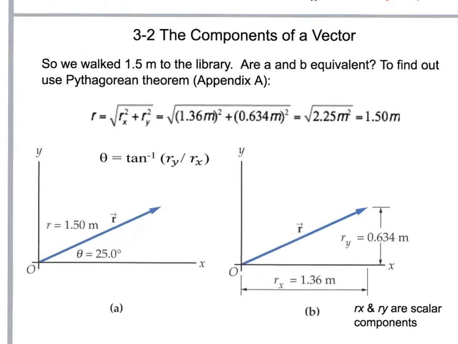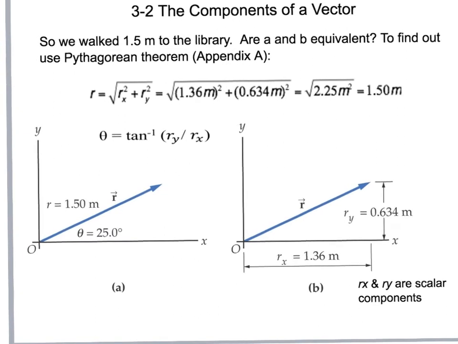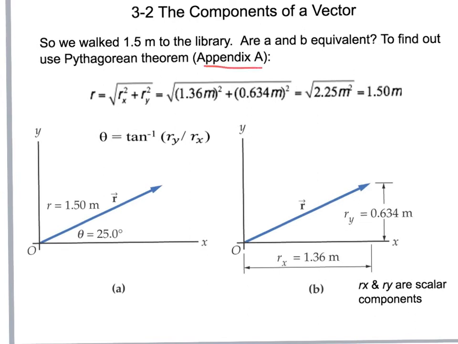So here's our component vector again, and I could have done all that writing on this slide, but again here we walked 1.5 miles to the library. To answer if A and B were equivalent, you use those trigonometry equations on the last slide. And then you see here to find r, you use the Pythagorean theorem, and more information is on that in Appendix A of your textbook. Basically the Pythagorean theorem equation is this one right here. And then you couple that with the directionality to find your theta.